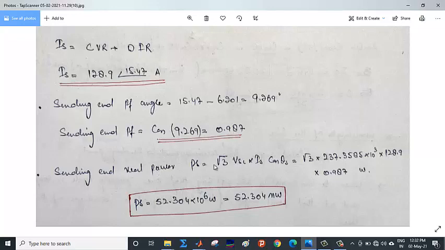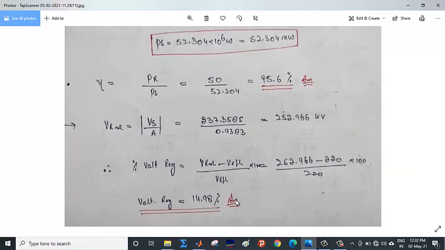So sending end real power will be equal to root 3 Vs, that's line voltage, Is cos θ, is root 3 into 237.3585 into 10 to the power 3 into 128.9, that is this current, multiplied by this power factor. So it comes out to 52.304 into 10 to the power 6 watts. It is 52.304 megawatt. So efficiency is PR divided by PS. PR is given as 50 megawatt. This is 52.304 megawatt calculated just now. So this efficiency will be 95.6%. Please try to compare this efficiency to the earlier one which we have done for the question in the earlier class.